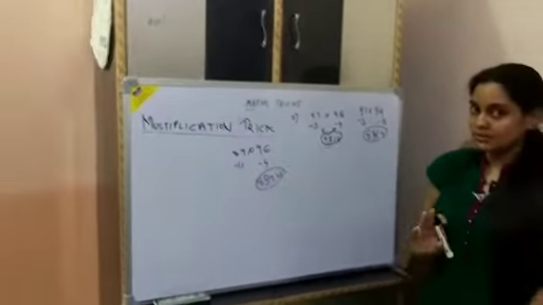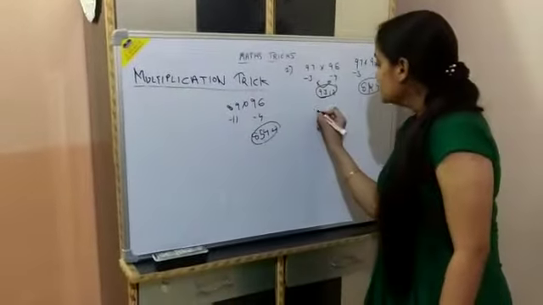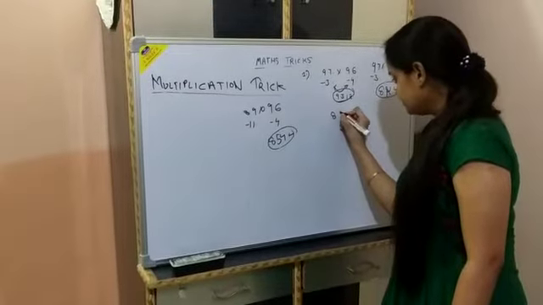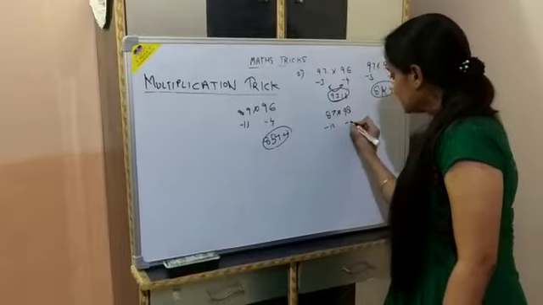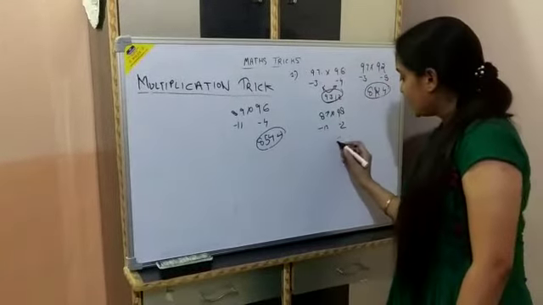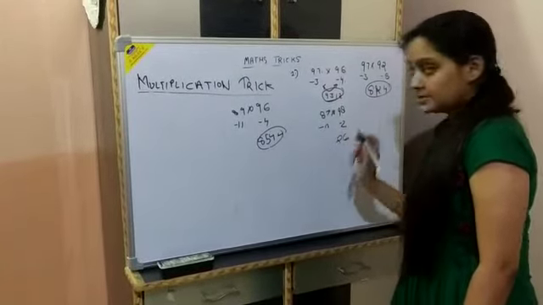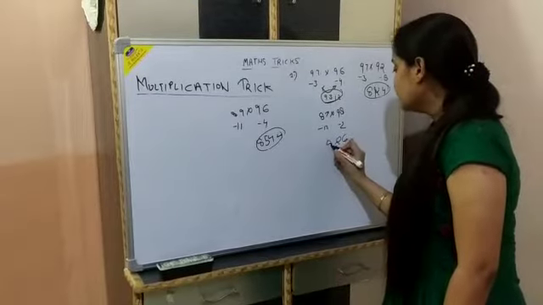You need one more example. What I can do is 87 into 98. This is minus 13. This is minus 2. 13 into 2 is 26. 98 minus 13 is again 85.